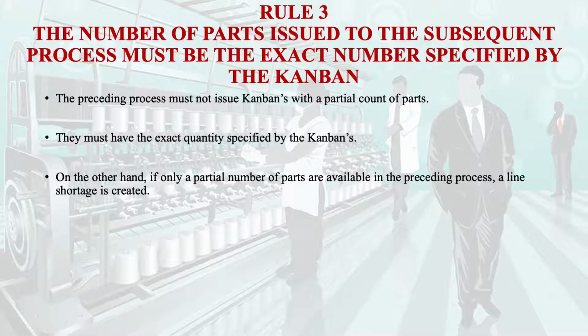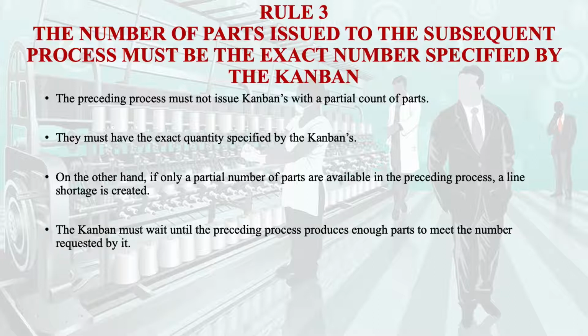On the other hand, if only a partial number of parts are available in the preceding process, a line shortage is created. The Kanban must wait until the preceding process produces enough parts to meet the number requested by the subsequent work center.